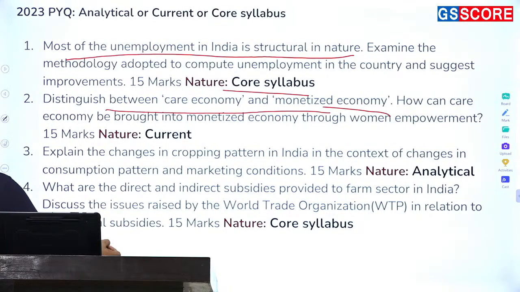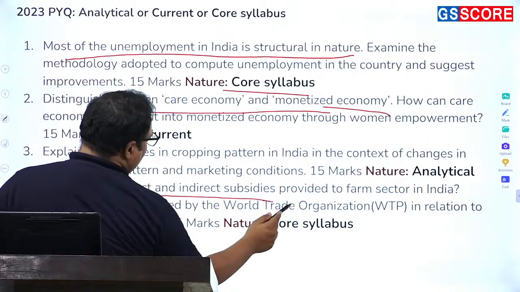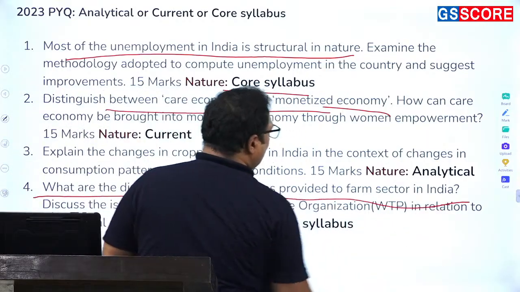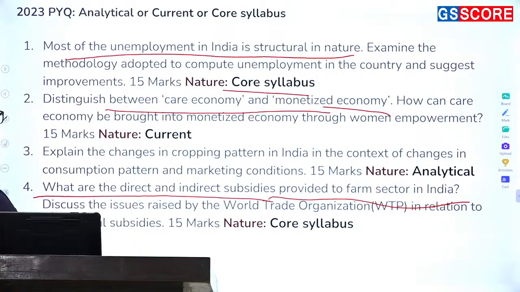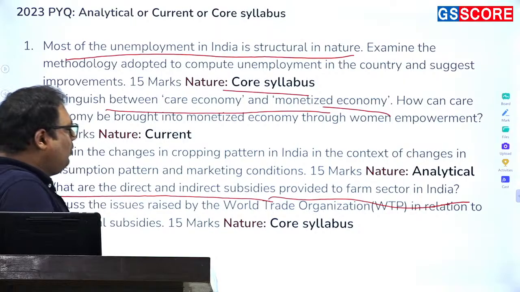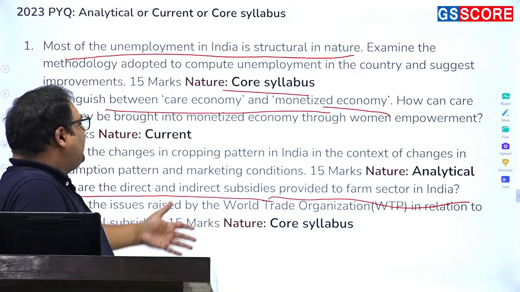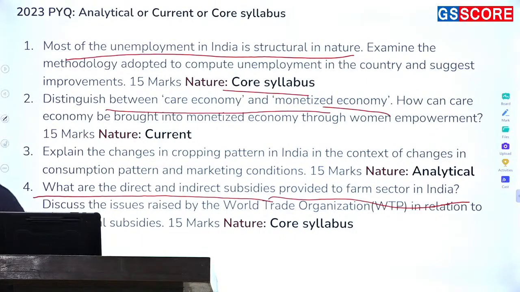And then if you see the rest of the syllabus, the direct and indirect subsidies provided to the farm sector in India, this is also your core syllabus. And similarly, changes in the crop pattern is also related to your syllabus, but this was a little bit analytical because you had to link it with the market and consumption.